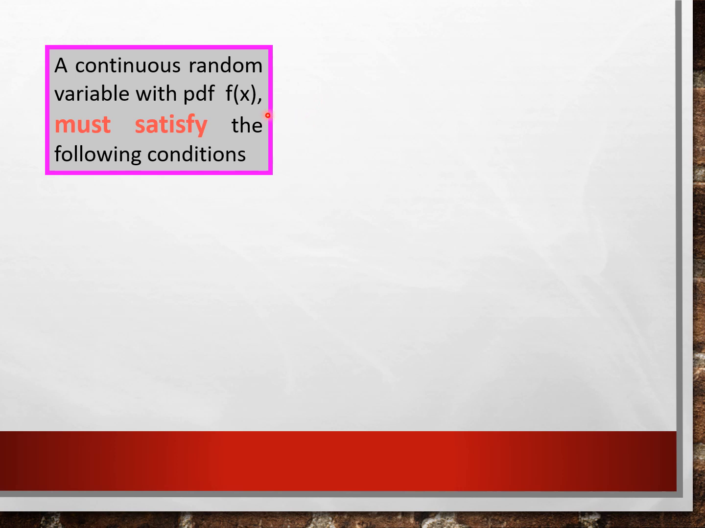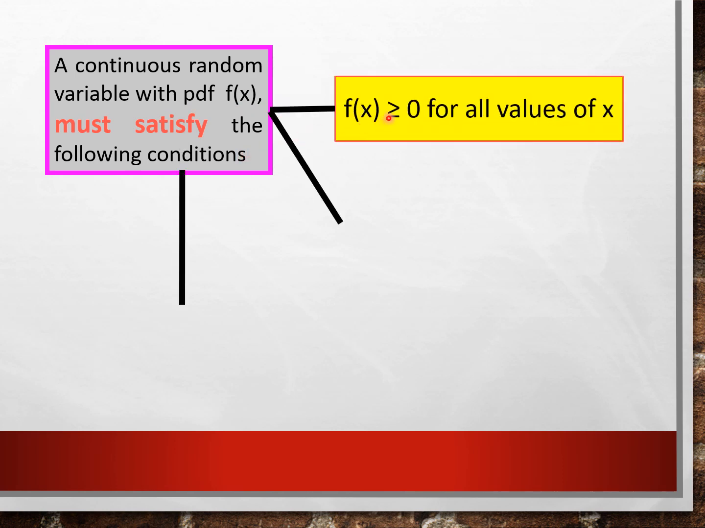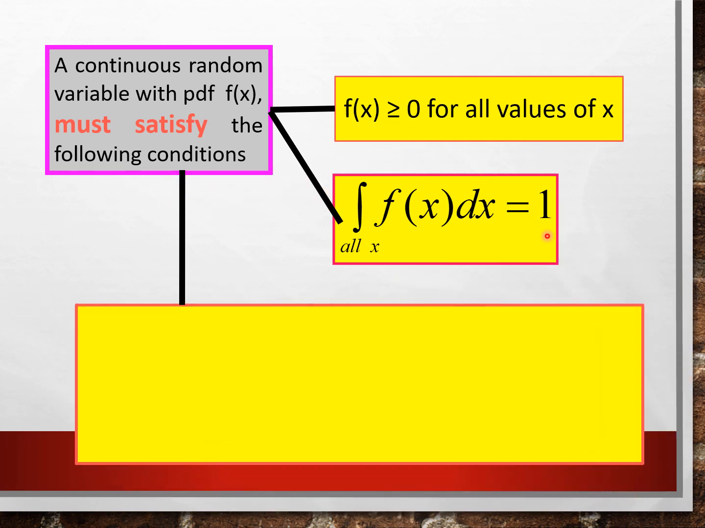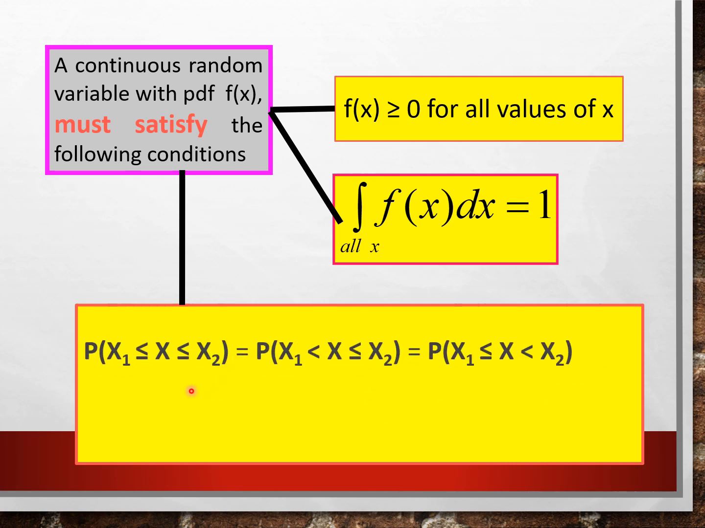So a continuous random variable with probability density function must satisfy the following conditions. First, f(x) must be greater than or equal to 0 for all values of x. Secondly, the integration of f(x) over all values of x in the interval must be equal to 1. And the third condition is, if you want to find the probability of x between x1 and x2, you have to integrate f(x) from x1 to x2.